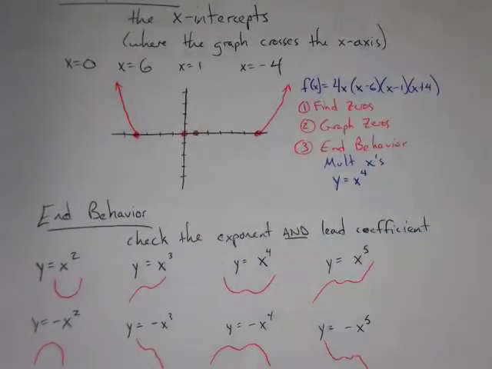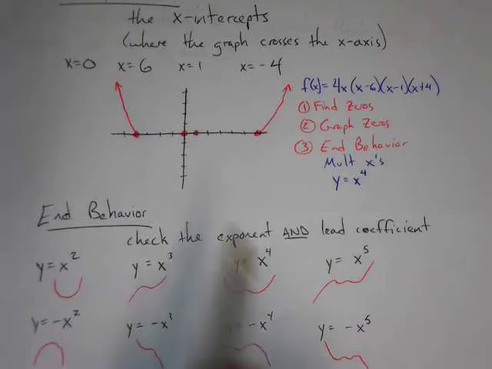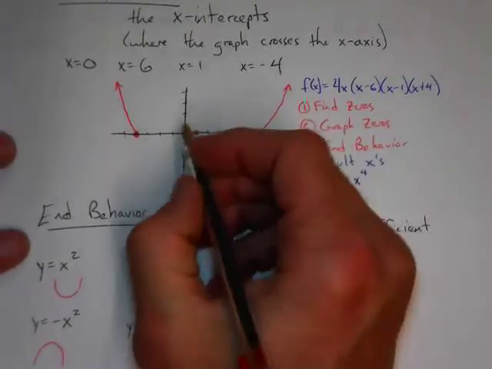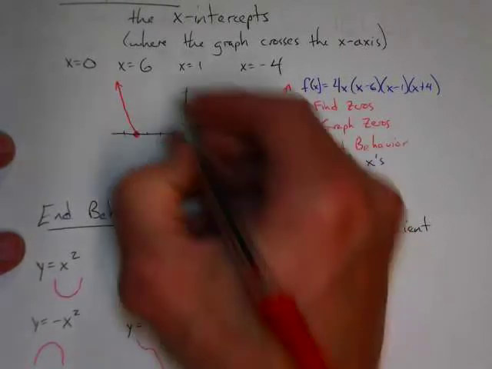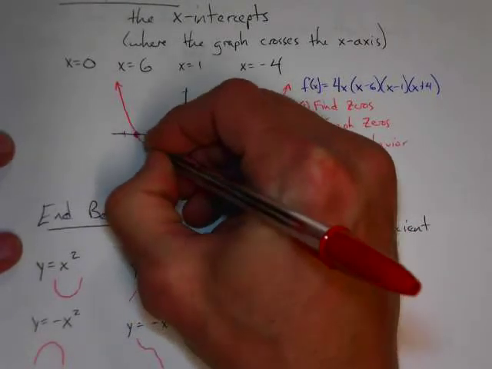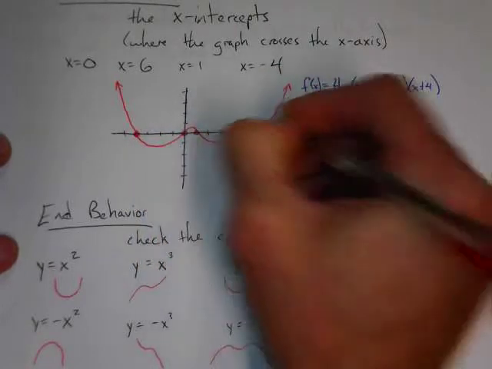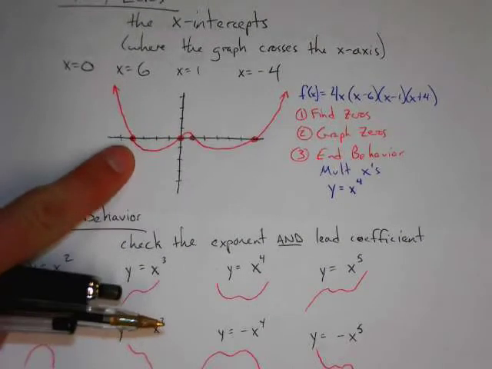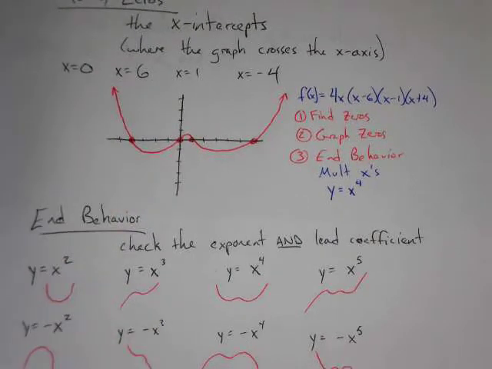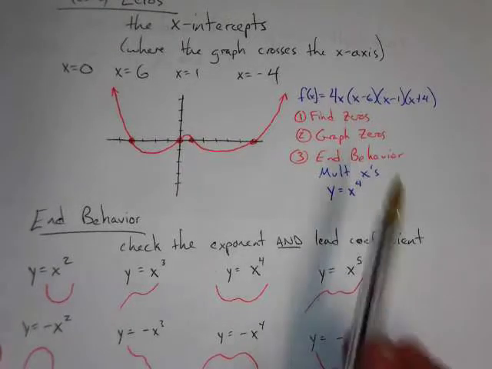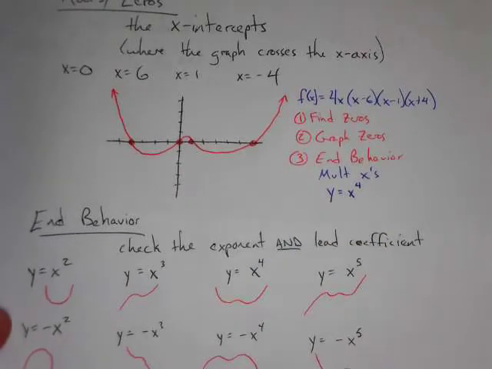We take care of our end behaviors first, and then we can sketch the rest of the graph based off of the other zeros. So we know it's going to be crossing here and here and here. We just finish where it crosses. Crosses at 0, crosses at 1, and it crosses again at positive 6. So it crossed at negative 4, 0, 1, and positive 6. That's a rough sketch of our graph. So if we had this crazy function notation, we could totally graph it. We find the zeros, we graph the zeros, we check the end behavior, put it all together, bam, we're graphing.